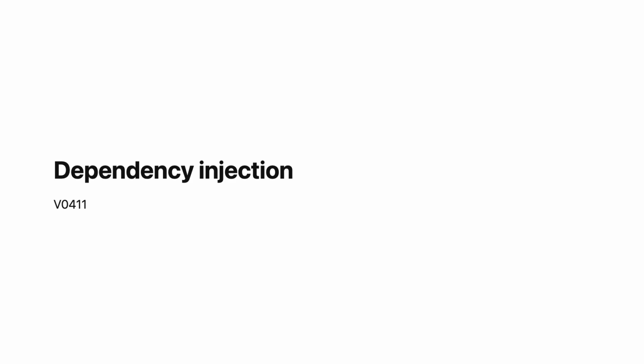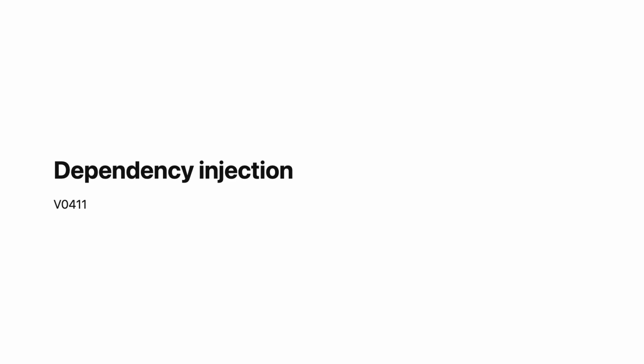Dependency injection. Classes depend on other classes. A view model needs a repository, which needs an API and a database. How do you provide these dependencies? Dependency injection is the answer. Today we understand DI and how to use Hilt in Android.